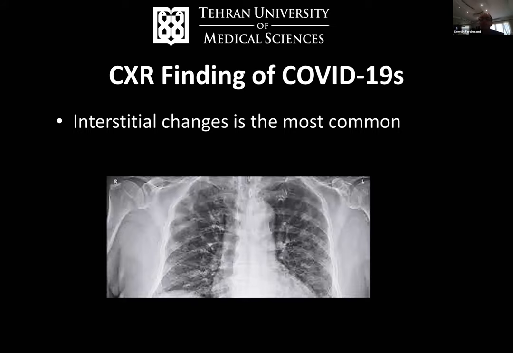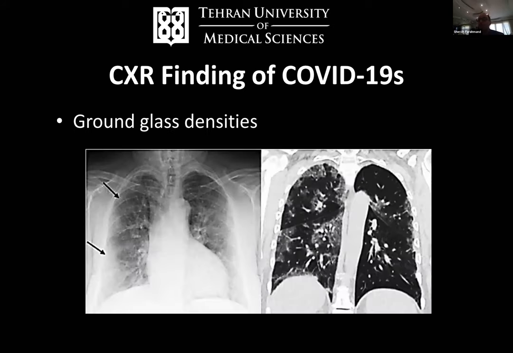Another common finding, which is common in CT scan again, is ground glass densities or opacities. When we compare the CT scan of a patient on the right side with the chest X-ray of that patient, we realize that interpreting ground glass densities in chest X-ray is not as easy as in CT scan. It is obviously more difficult to interpret in comparison with CT scan.